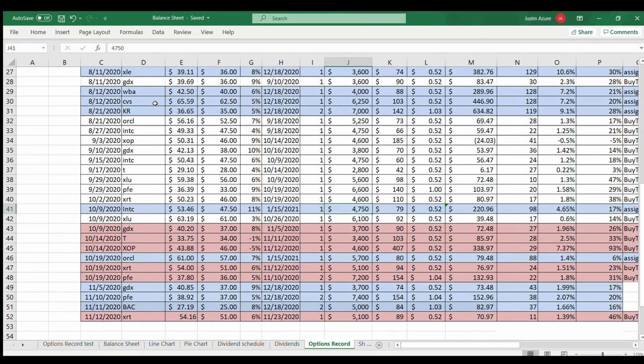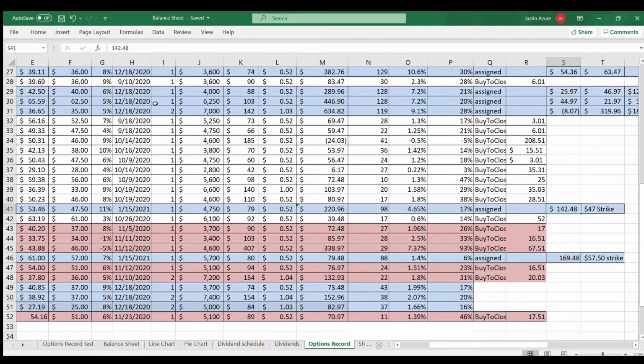And then I readjust my original expiration date. I only use this one expiration date and I readjust it for my current contract. And then I will add this 142.48 to the money received column. So right now it looks like I'm getting a 17% return annualized on this contract. But we're not counting this until it's closed out. And that's why it's blue.